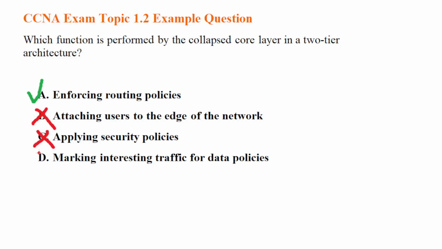D. Marking interesting traffic for data policies. This is partially true. QoS marking can happen at the distribution layer in a three-tier model, especially for prioritizing voice traffic before it hits the core.